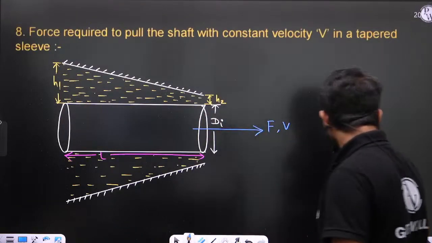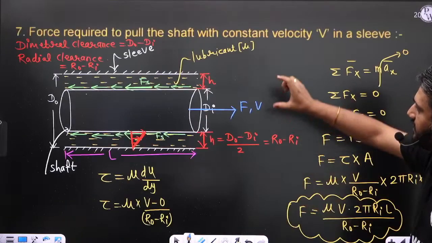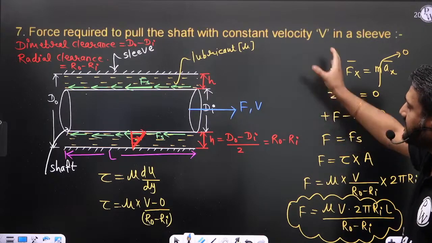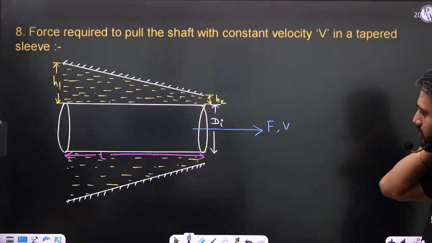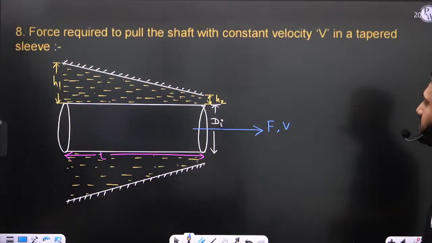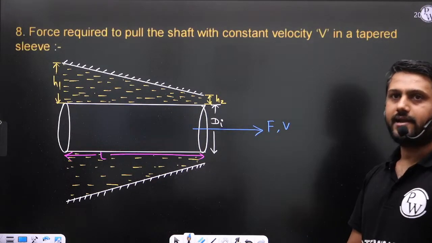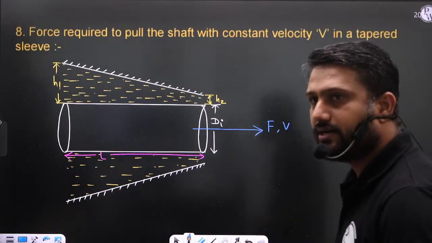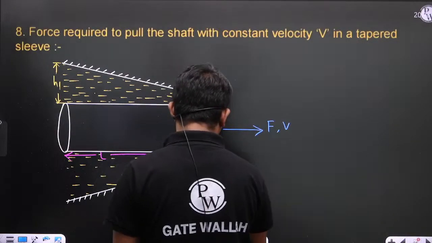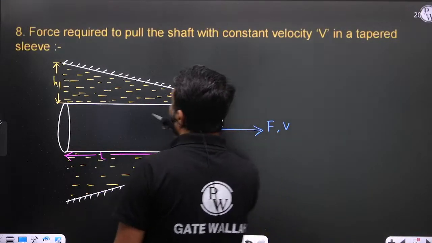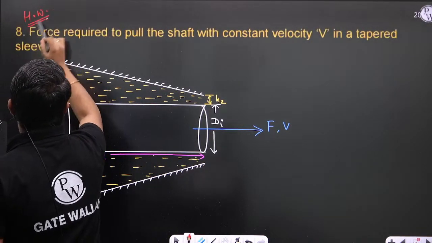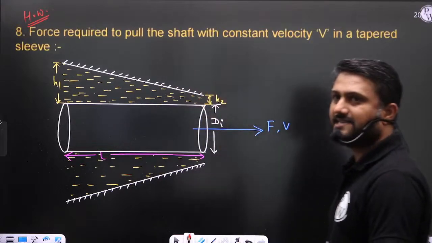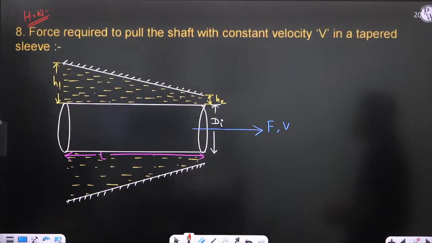This is the problem where that H is constant, as H is not changing with respect to length. But in this case, H is changing with respect to length. So try to solve this problem. This is your homework case. Tomorrow, in tomorrow's class, I will discuss this. But before that, at least you should try yourself.